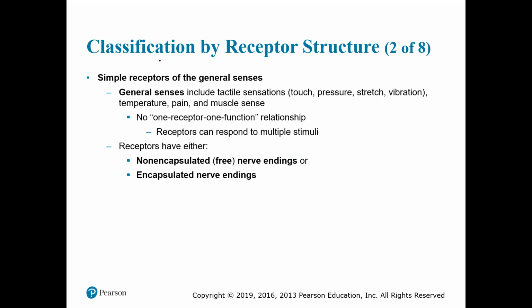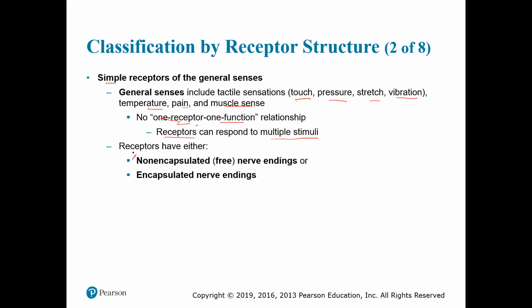Okay, general senses again. And these are more, but different now. We have touch, pressure, stretch, vibration, temperature, muscle, all the same thing. And there's no one receptor, one function relationship, so it crosses over a little bit. What they're saying here is that receptors can respond to multiple stimuli, like that pain and temperature thing. So here's the takeaway here.